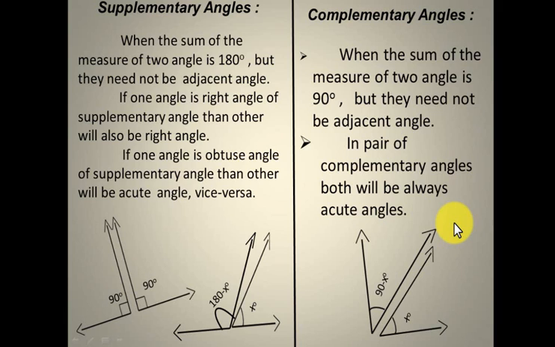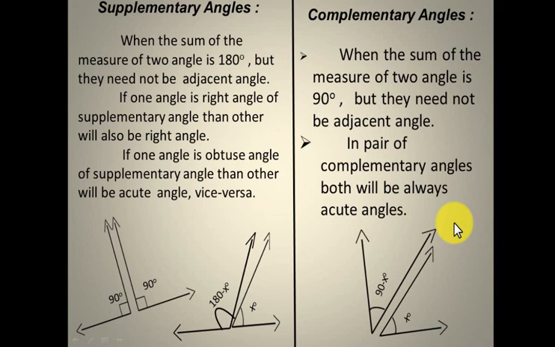Why? Acute is less than 90, so the other will be more than 90. Then only the total will be 180. So if one is acute, the other will automatically be obtuse. And if one is obtuse, the other will be acute. So the vice versa relation is there. The total of the measure of the angles should be 180, but they should not be adjacent angles. Okay, clear till here?